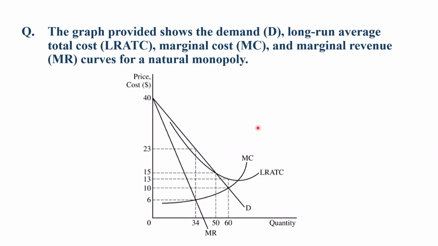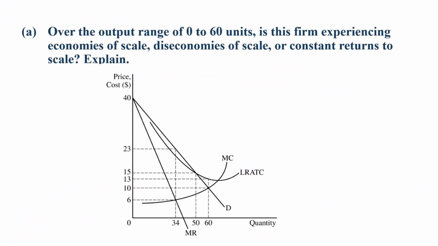The graph provided shows the demand curve, marginal revenue curve, long-run average total cost curve, and marginal cost curve. This is the first part of the question. Over the output range of 0 to 60 units, is this firm experiencing economies of scale, diseconomies of scale, or constant returns to scale? We need to explain that. If you notice in the diagram, from 0 to 60 units of output, we need to check whether this firm is experiencing either of these.